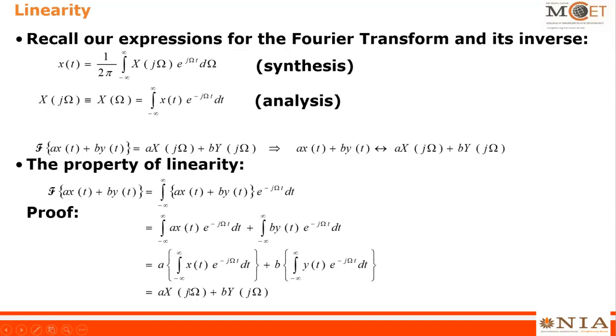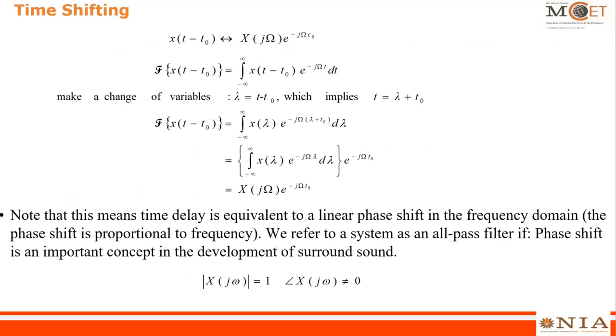So from this property, what we are coming to say is, if we add two signals and apply Fourier transform, that Fourier transform value must be equivalent to the addition of individual Fourier transform values of the two signals, right? So this is the linearity property. Next, we will see about the time shifting property.